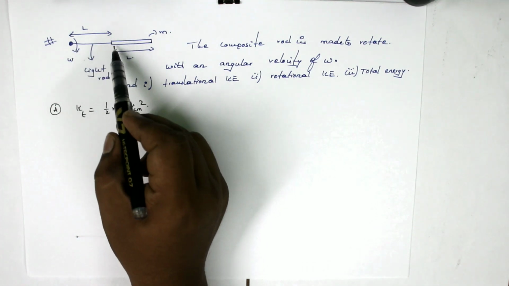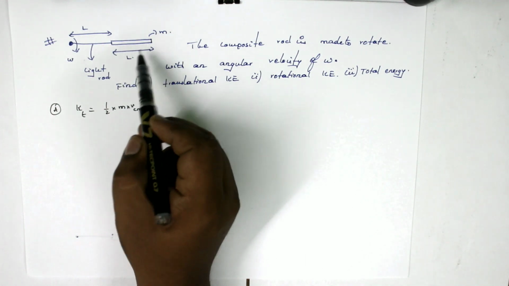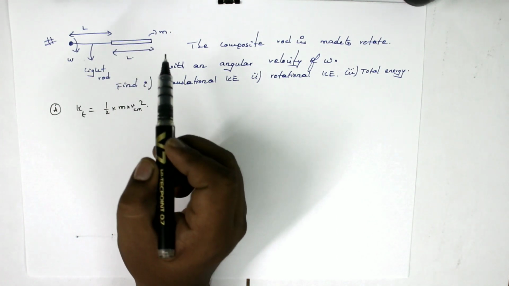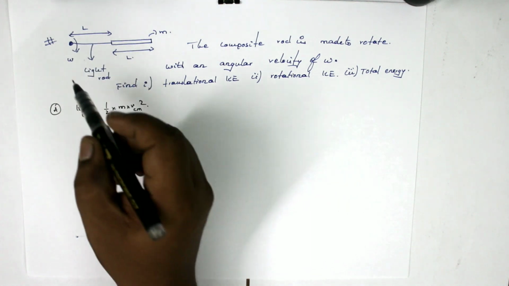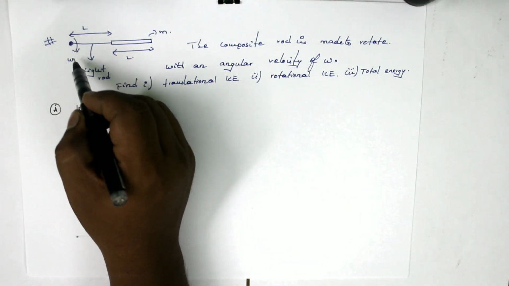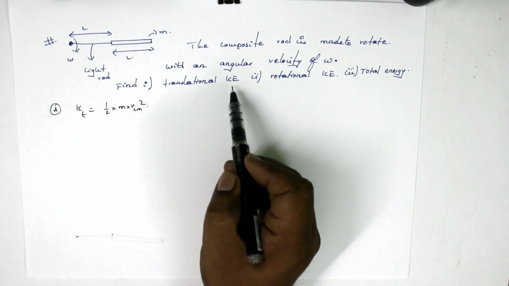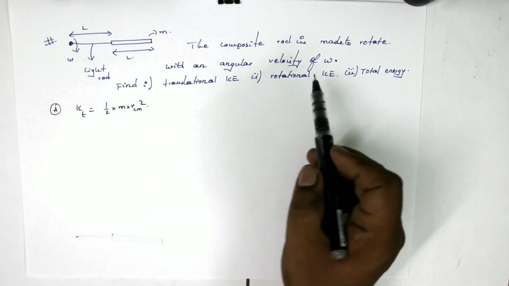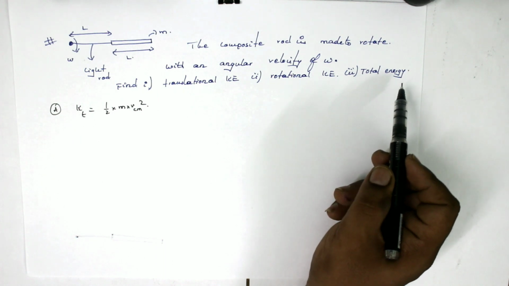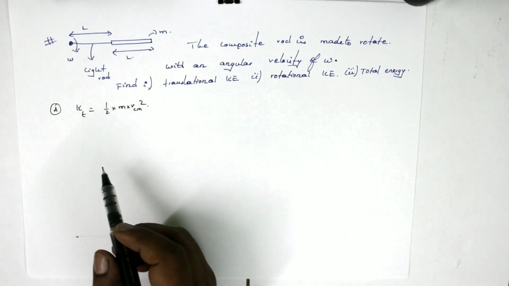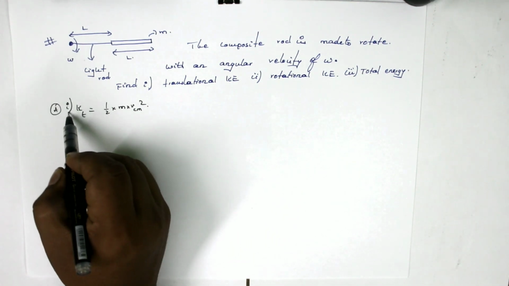And attached to this one there is another rod whose mass is M and whose length is L. In this condition, this composite rod is rotating around this axis with an angular velocity of omega. Then we are supposed to find out these values: translational kinetic energy, rotational kinetic energy, and total energy. So let us see how we can do the first one.